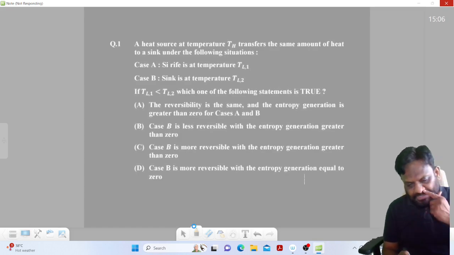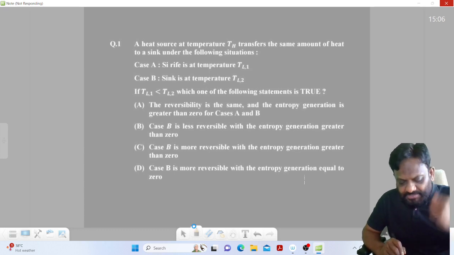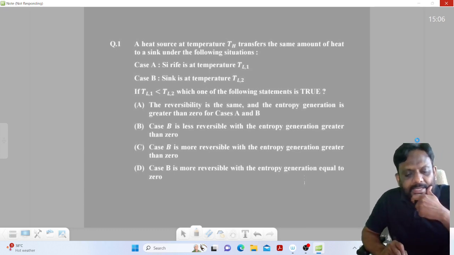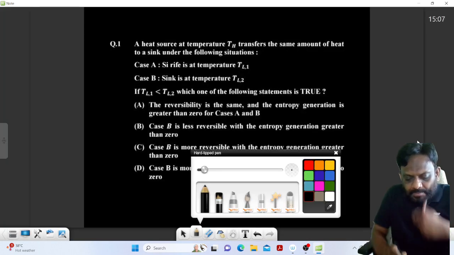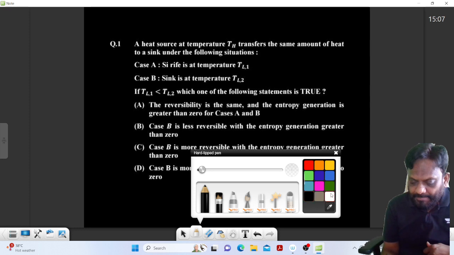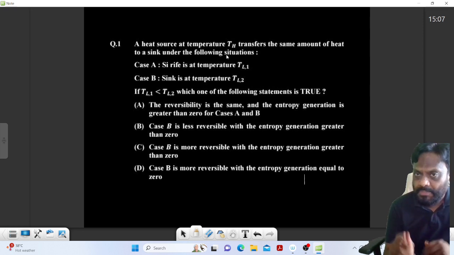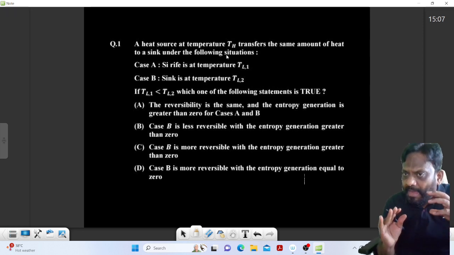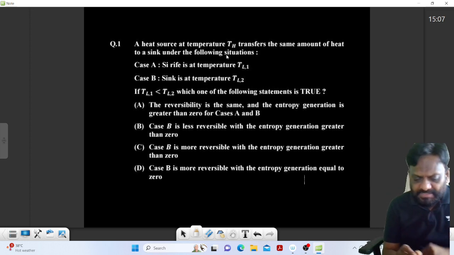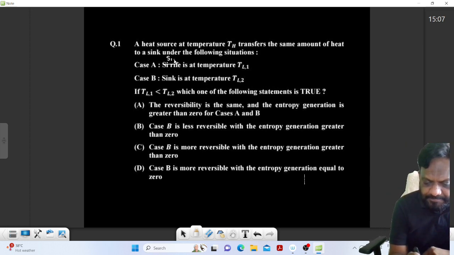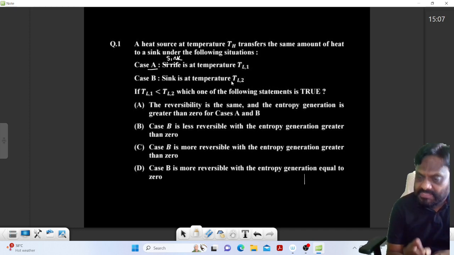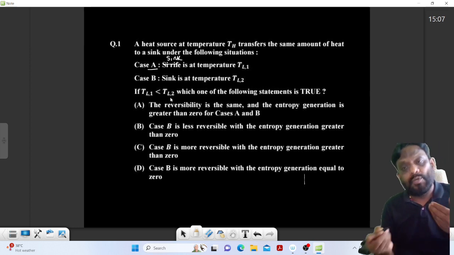Please read the first question. Okay. The first question is, now observe here. A heat source at a temperature TH transfers the same amount of heat to a sink under the following conditions. So there is a heat source at a temperature TH and it is transferring heat under two conditions. Case A is a sink at temperature TL1 and the other is a sink at temperature TL2. Now he has clearly given that TL1 is less than TL2. Now he says which one is more reversible.